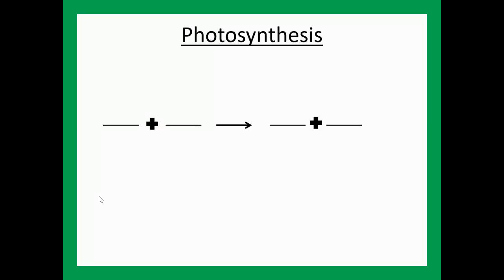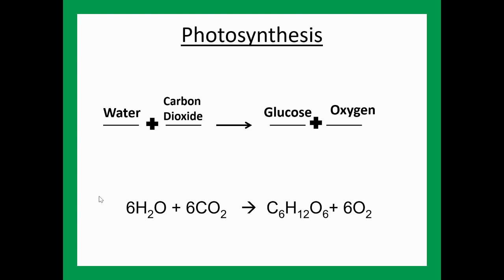And what's the word and symbol equation? Hopefully this has been drummed in by now. We've done this so many times. Water and carbon dioxide are the reactants for the chemical reaction that is photosynthesis, and glucose and oxygen are the products. Okay, how many waters? 6. How many carbon dioxides? 6. How many glucoses? Just 1. And how many oxygens? 6 as well.